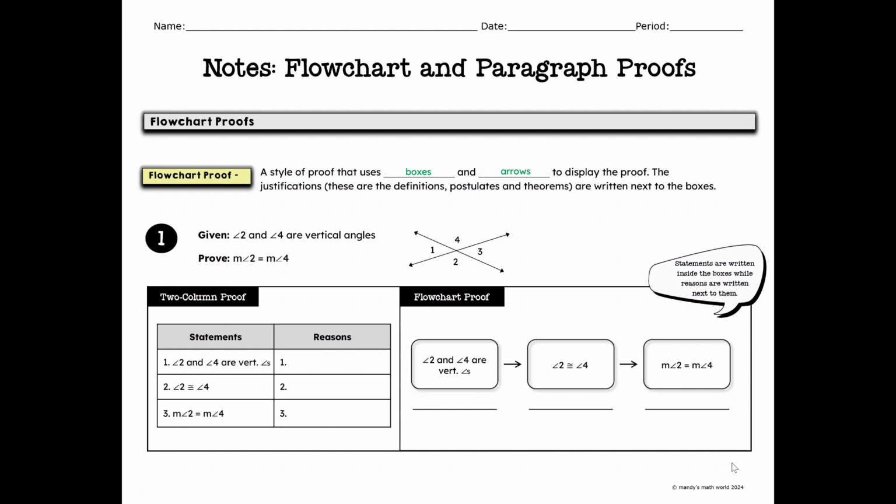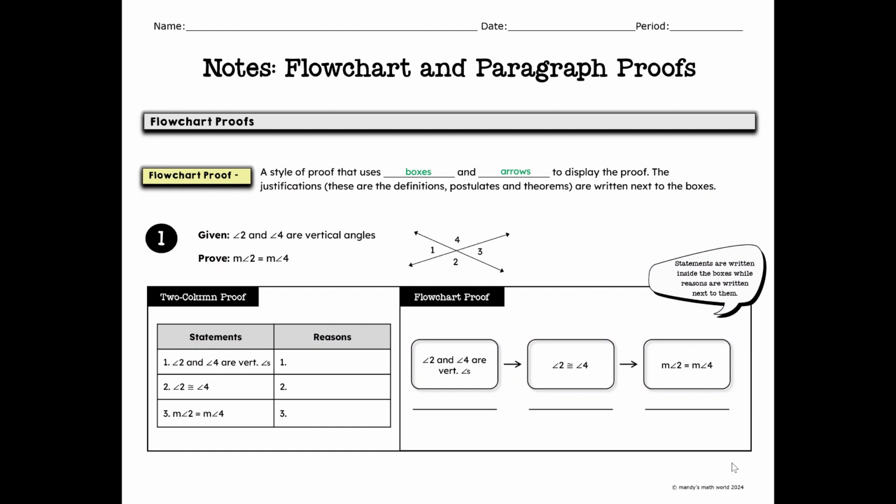The justifications, those are all of your reasons that we used in the right column of our two-column proof. Those are the definitions, postulates, theorems. Those are written next to the boxes. So let's work through this first example.